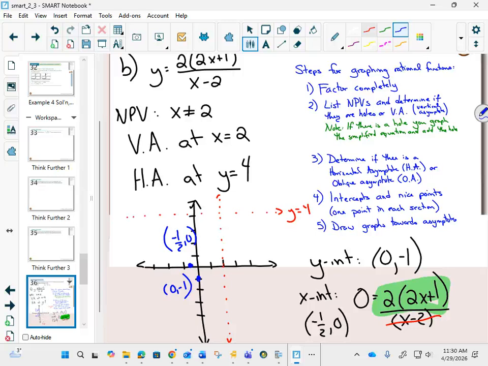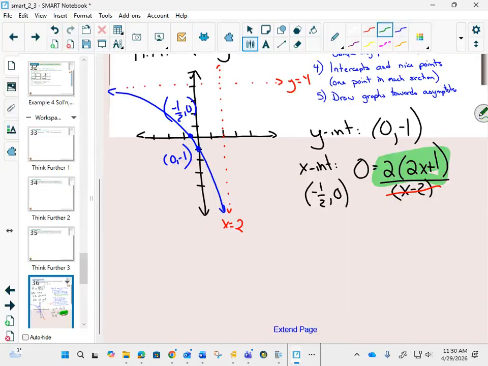Draw the graph towards the asymptote. So I know my graph goes through these 2 points. Well then, I can't go through the x-axis again, because once you found your x-intercepts, you have found them all. There's no more x-intercepts to find. So it has to go towards the asymptotes. That section is done.